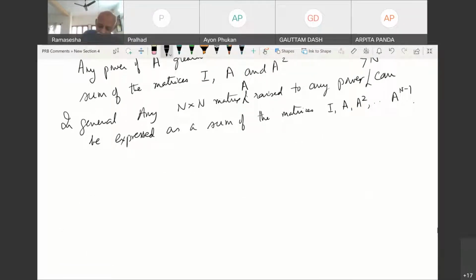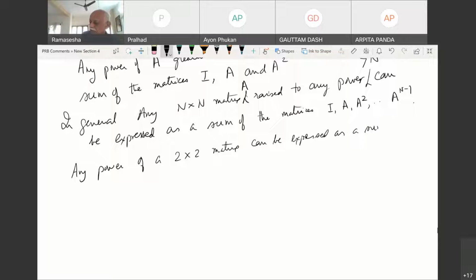Okay, so any power of a 2 by 2 matrix A can be written as a sum, and because n is equal to 2, it is C0 I plus C1 A.